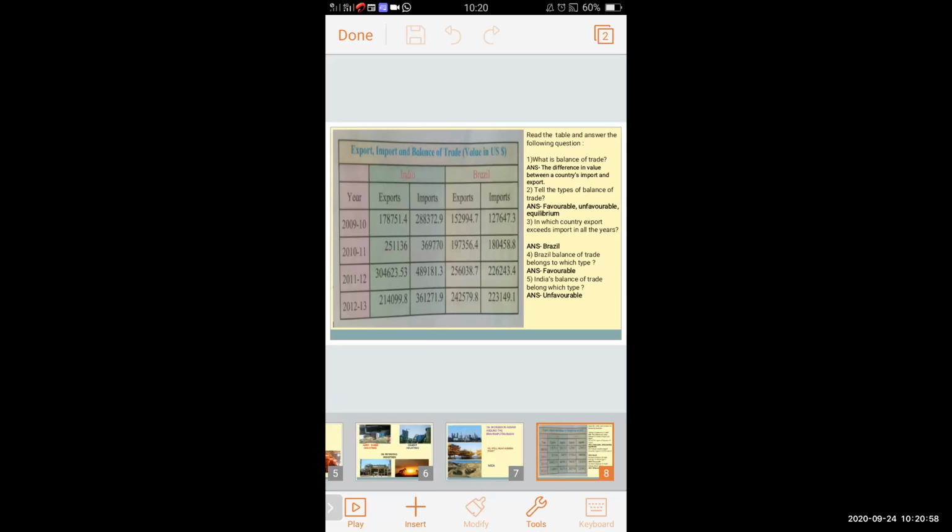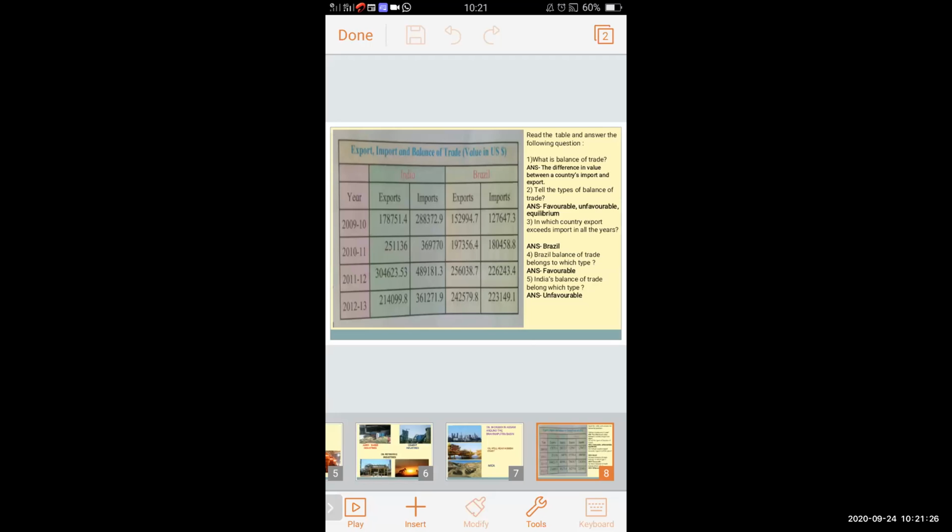So we have read the table. From that we note that in Brazil, the export in every year is more and import is less. So the answer is Brazil. Brazil is the country whose export exceeds import in all the years. In every year in the table they have given, export is more.